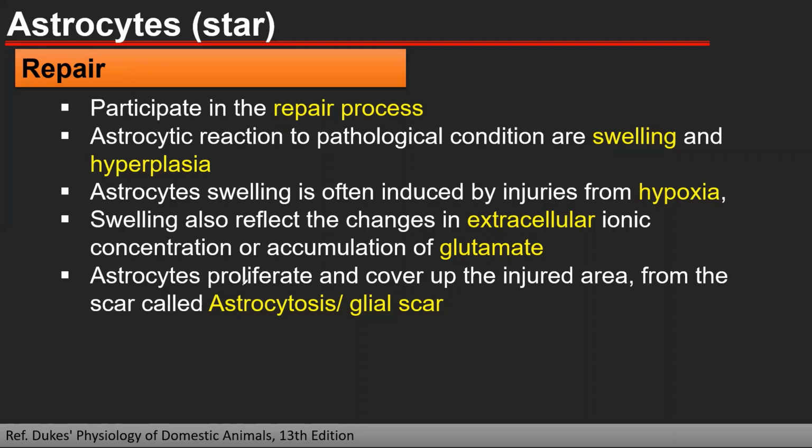Astrocytes proliferate and cover up the injured area. If there is damage and the damaged area or debris is taken up by the microglial cells, the leftover space is filled up by the astrocytes. They form the scar tissue or scar area, and that is called astrocytosis or glial scar. So these are the functions of astrocytes.